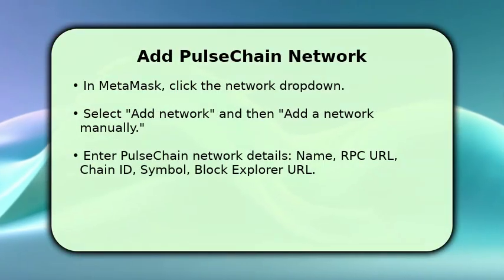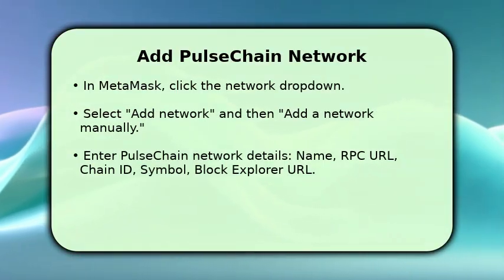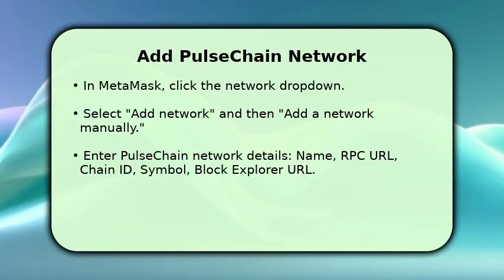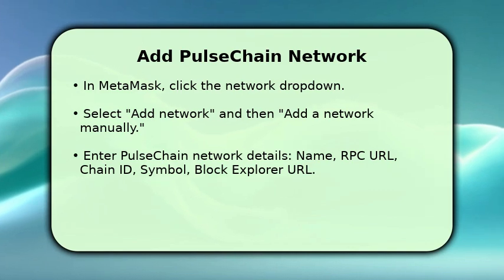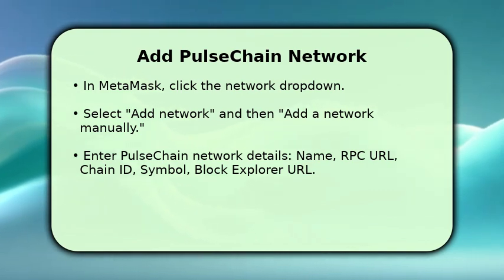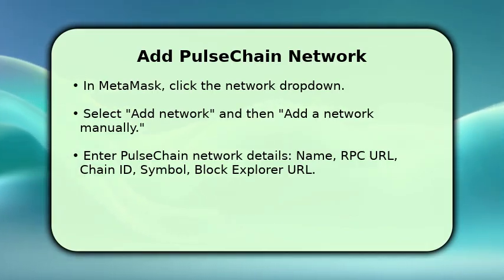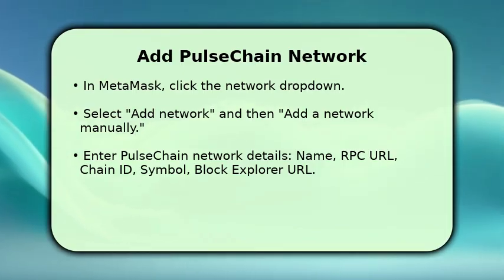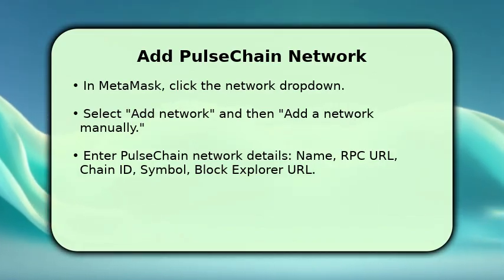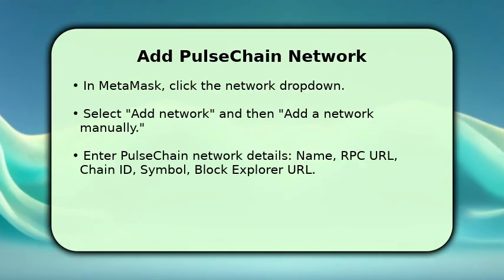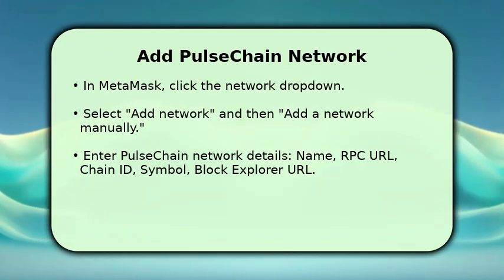Now, within MetaMask, click on the Network drop-down menu, usually displaying Ethereum mainnet. Scroll down and select Add Network, then choose Add a Network manually. You'll need to input specific Pulsechain network details: the network name, a new RPC URL, the chain ID, the currency symbol, and the Block Explorer URL. These details are essential for MetaMask to correctly interact with the Pulsechain blockchain.